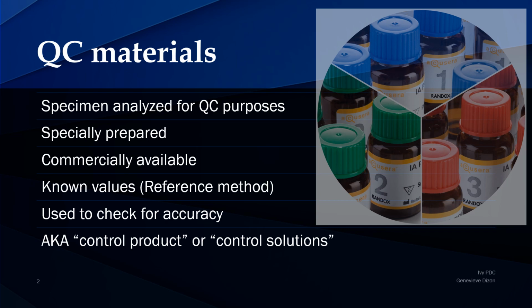Quality control materials have known values. So alam natin kung anong value nila. So for example, we have a quality control for cholesterol. That quality control material will have a specific value. So when we use it to check for accuracy, dapat yung result na yon, the known value that that quality control has should be reflected. Now, quality control materials are also known as control product or control solutions.